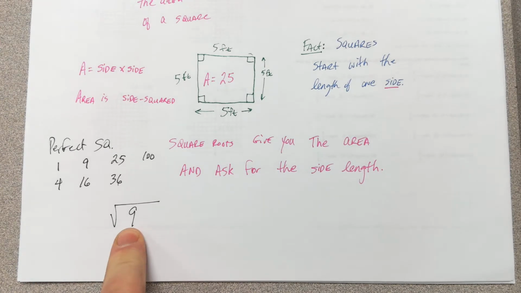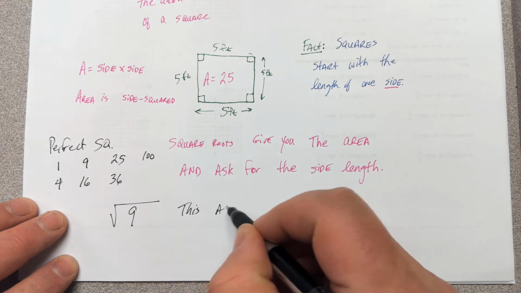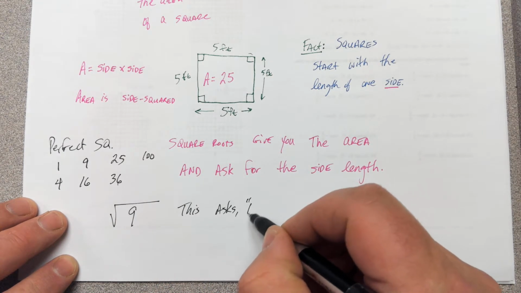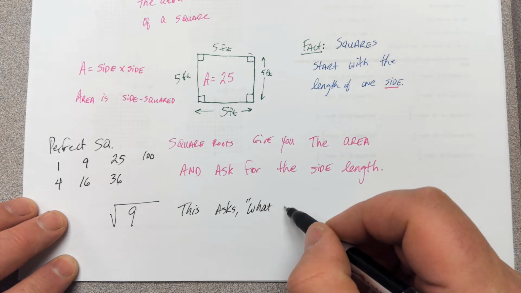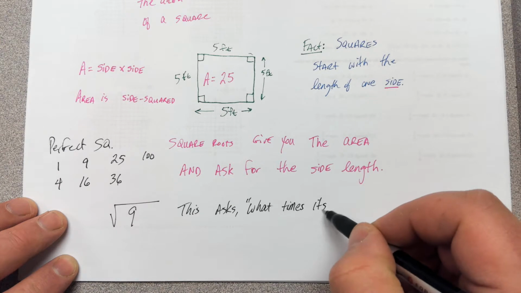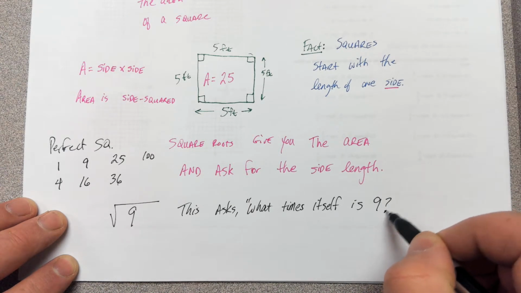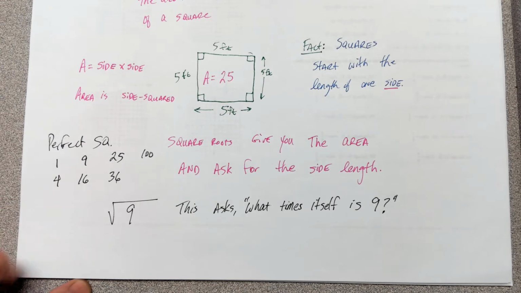So that's 3. But here's why this is 3. This is asking a question. This asks, what squared? What times itself is 9? So one number times itself that equals 9. 3. That's what they ask.